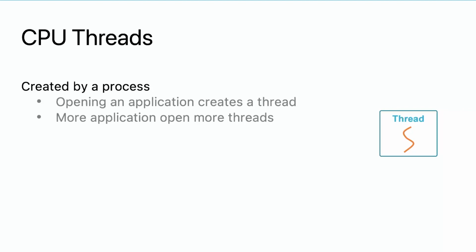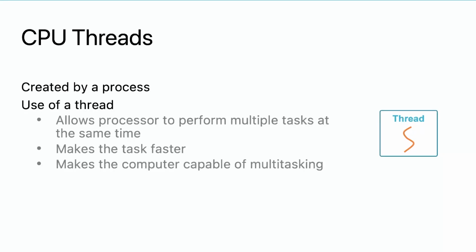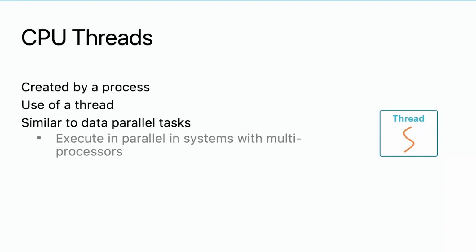That process creates a thread in our system. Each thread is executing an instance of the code that is written by the programmers, while the data that is owned by the threads may be different. Now let's talk about the use of a thread. Threads play a vital role in computing, allowing the processor to perform multiple tasks at the same time, making the tasks faster. It also makes the computer capable of multitasking. On a system with multiple processors or CPU cores, each thread in the process can run concurrently on a separate processor, resulting in parallel execution.